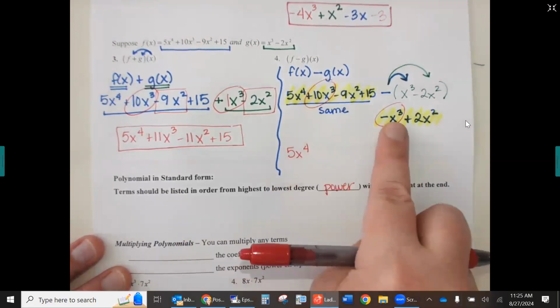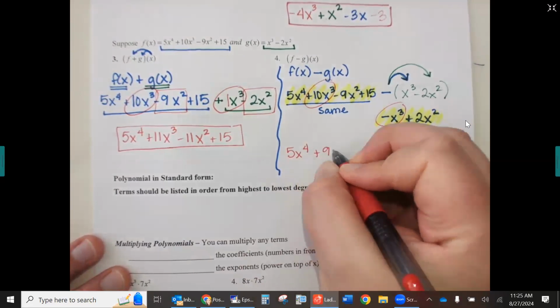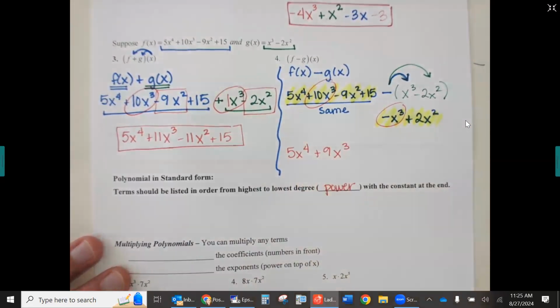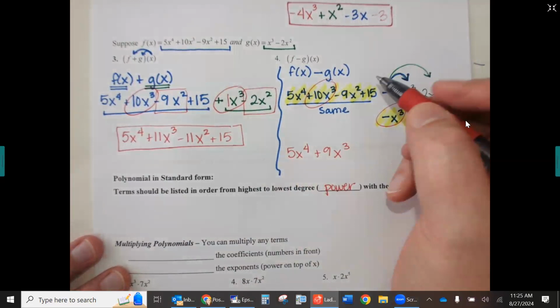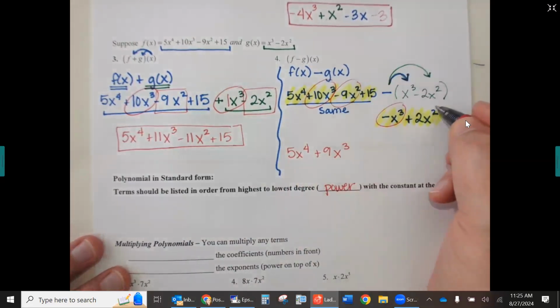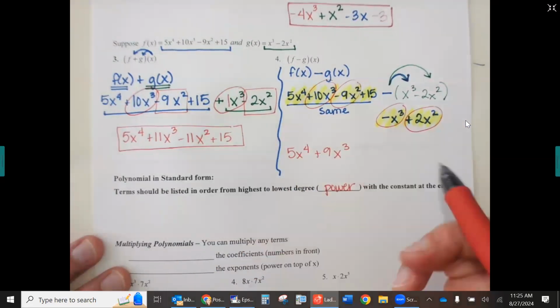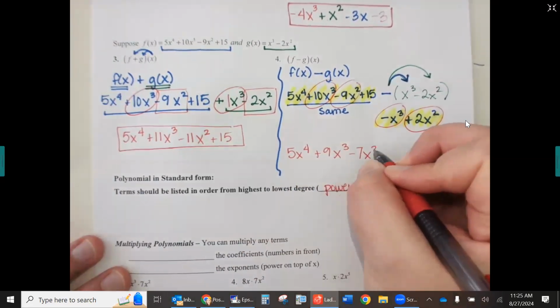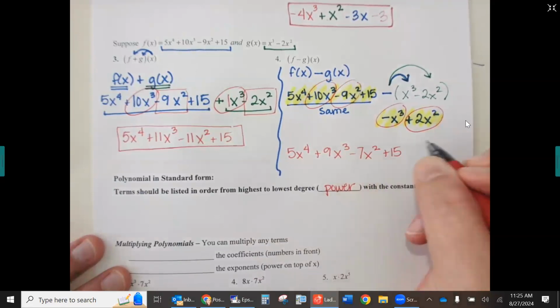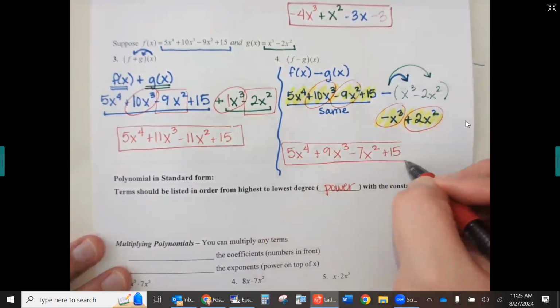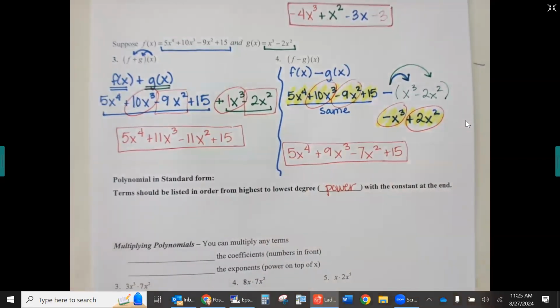Minus 1. What's 10 minus 1? 9x3. Okay, then I have a negative 9 here and plus 2. You owe me $9 and you pay me back 2. Now you owe me 7 and then plus 15. Okay, do you remember how to add and subtract like terms?